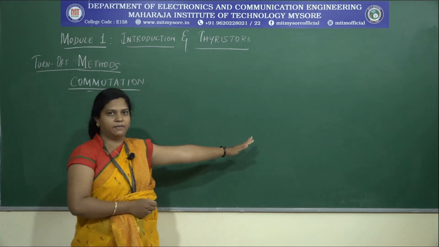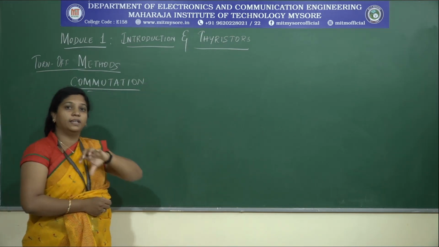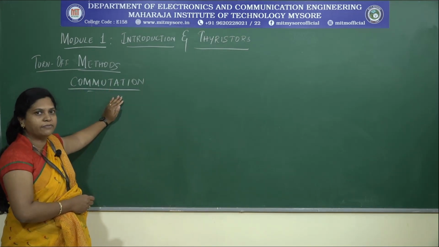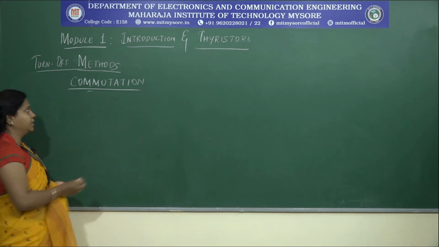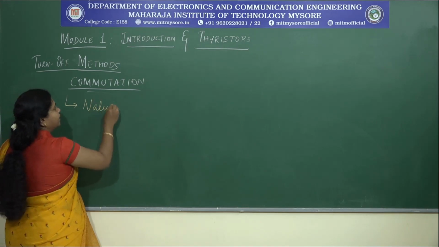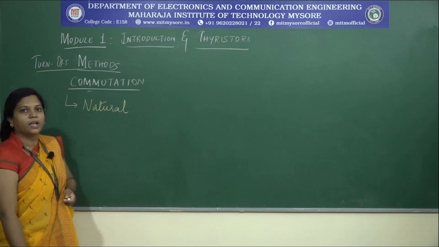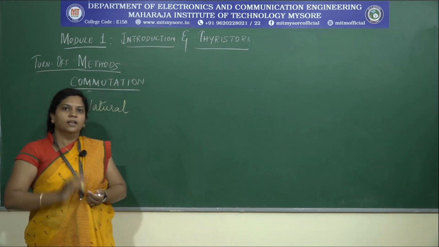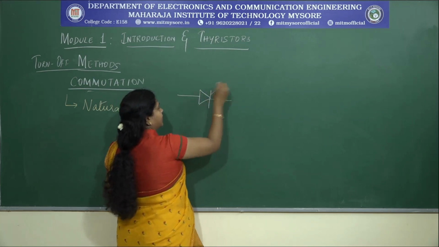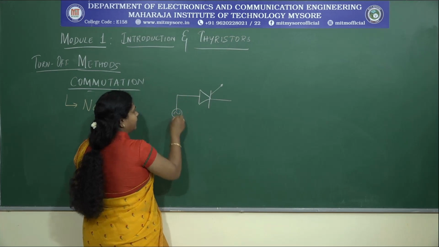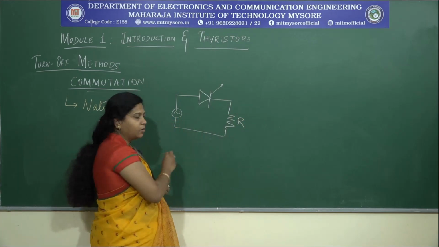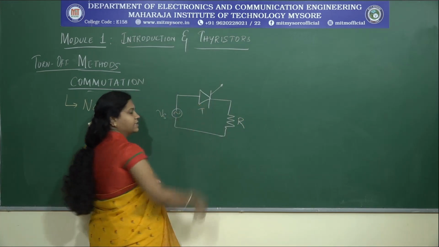Now, as we discussed previously, whether you give the input as AC or DC, depending on that we classify the commutation process into two types. The first type is known as the natural commutation process. Natural commutation means, let us take an example of an AC signal. This is a thyristor. We are going to supply an AC signal. We have a resistor as the load, and this is the supply voltage, this is the thyristor.